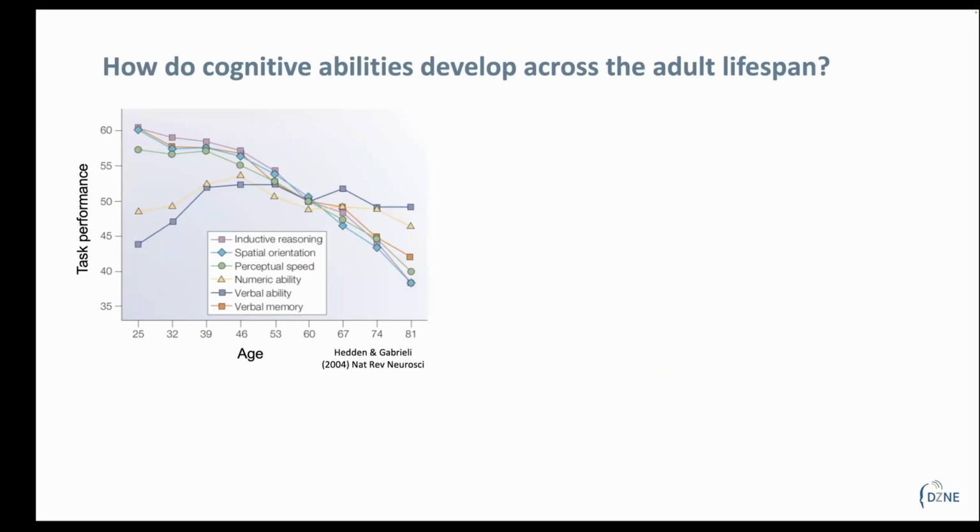So when you look at cognitive abilities as they develop over the lifespan, you can see here things like reasoning and verbal memory. Many of those functions already start to show some decline around, say, mid-40s, early 50s, and then often the decline accelerates. But there are also some cognitive abilities, like numeric or verbal abilities, that seem to be relatively stable across the lifespan, and you don't typically see much change even in very old age.